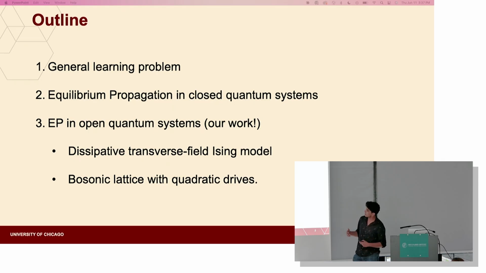So what I'll do is I'll quickly set up the problem that we have and go over how EP works in the context of our system. I know it's a bit of a repeat, but hopefully it'll be a little informative as we go through. Our work is essentially showing that we can do equilibrium propagation exactly, using exact gradients, in two experimentally relevant models. One is a dissipative transverse field Ising model, and one is a bosonic lattice model with some quadratic driving. Great.